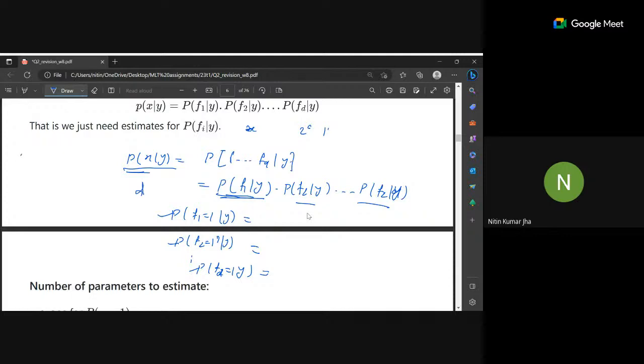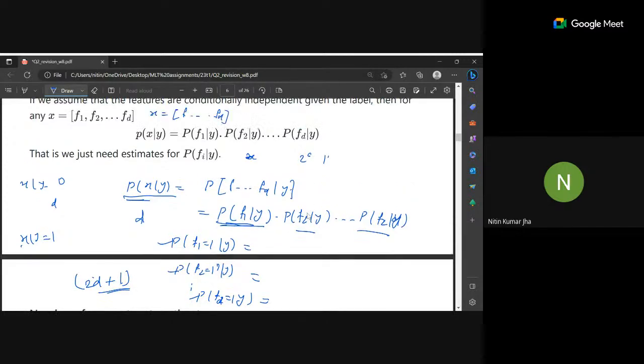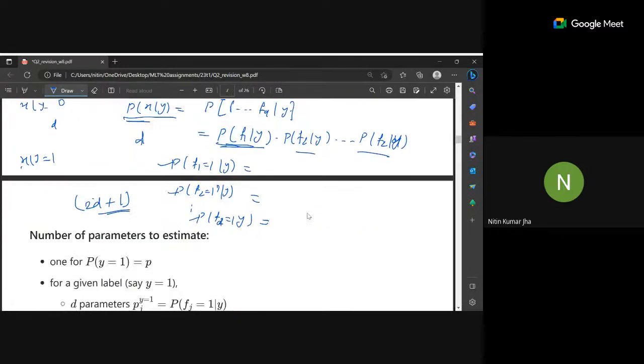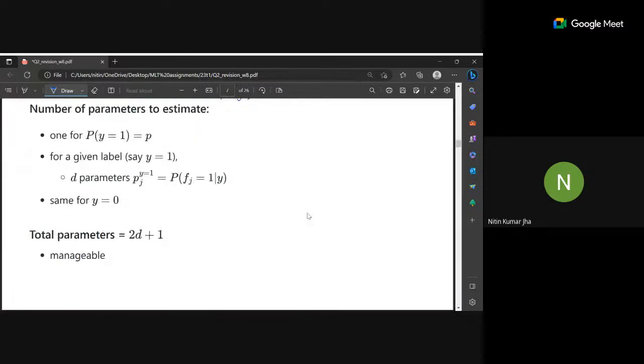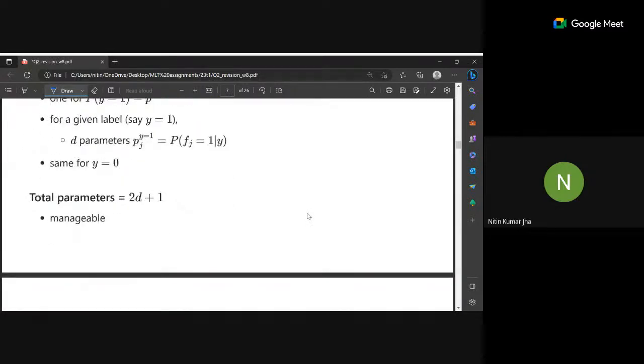And similarly for y equal to 0, I need D parameters. Similarly, for y equal to 1, I need D parameters. So 2D parameters in total plus 1 for the label distribution, right? So in total, now we need 2D plus 1 estimations. As you can see, it was exponential in D, now it's linear in D. So the number of parameters to estimate has decreased a lot, right? So here, these numbers of parameters are manageable. Now you can fit those in your model.